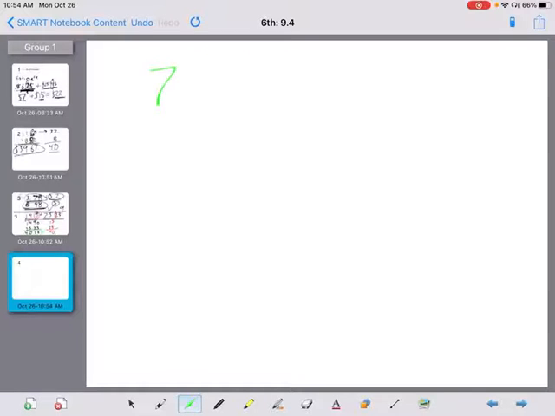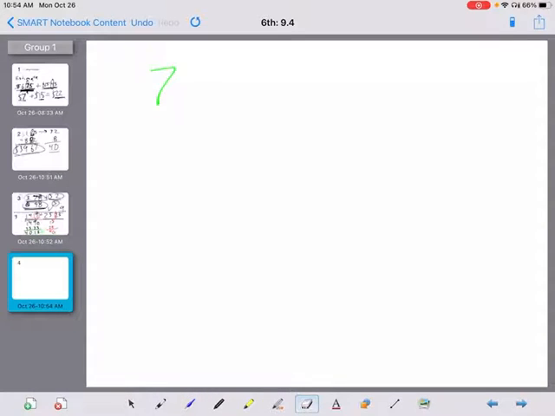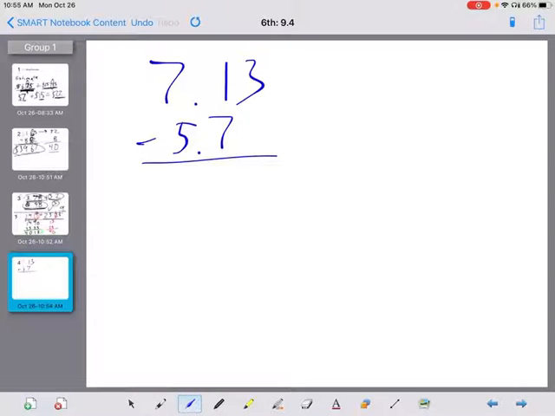So 7, I'm going to switch back to my color here. Let's do blue, and I'm going to erase that. So 7.13 minus 5.7 by rounding to the nearest whole number. It doesn't say to go ahead and do it right now, it just says to estimate.